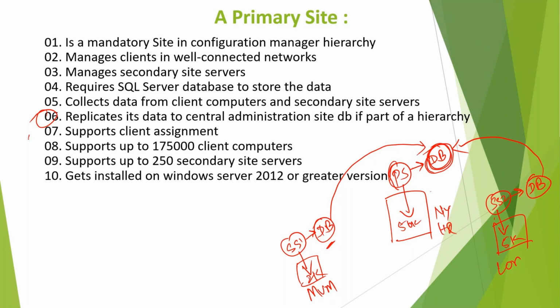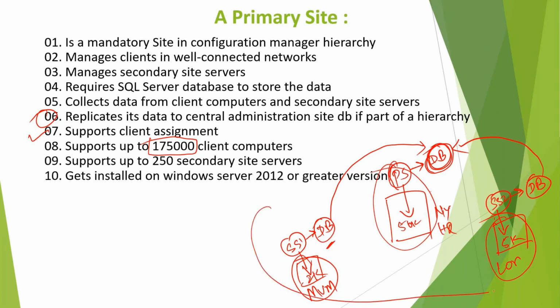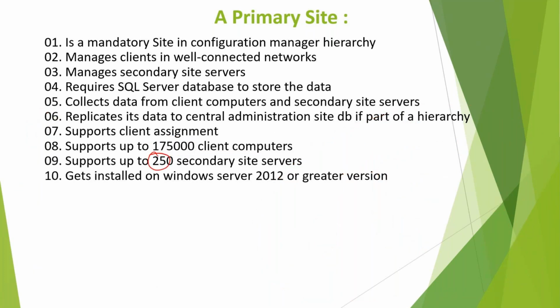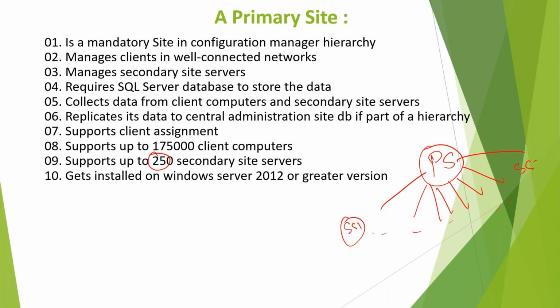It supports client assignment. So clients are assigned to primary. It can have 175,000 devices. So number of devices in Mumbai, number of devices in London, number of devices in New York, the combination of all the devices from all locations, maximum you can have 175,000 devices. That's the maximum limit. And primary site can have a maximum of 250 secondary sites. So let's say secondary 1, it will keep on going up to secondary 250. That's the maximum limit of a primary site server.